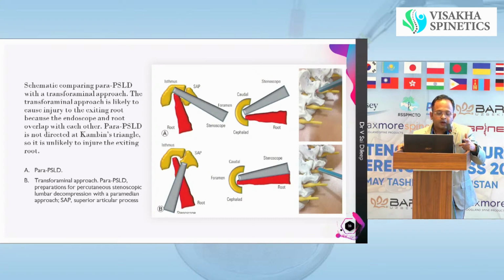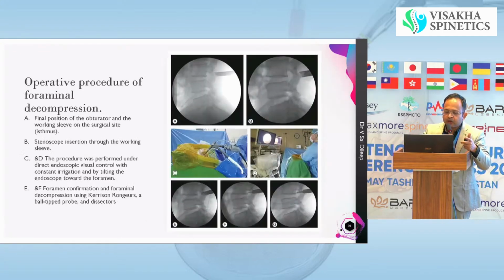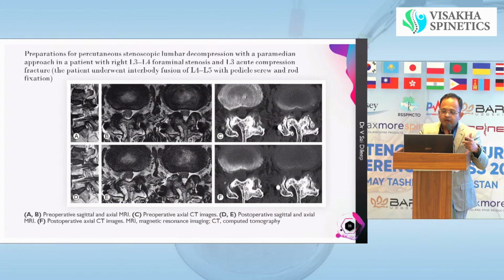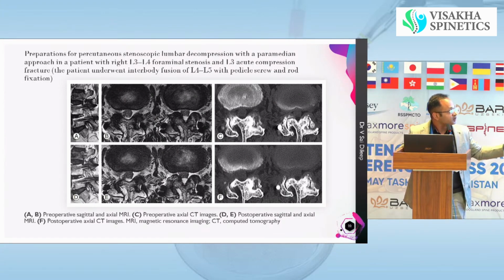So the paramedian approach for foraminal decompression is more advantageous if there is concomitant stenosis. If it is a fresh disc herniation, still I advocate doing the transforaminal approach, but it is possible using para-PSLD. So the procedure is same. You just check the AP. It is quite oblique. I think you can see Dr. Lim doing it. So he starts going from the parallel, and you can see there is a decompression.